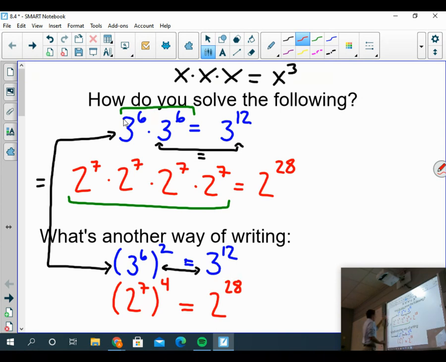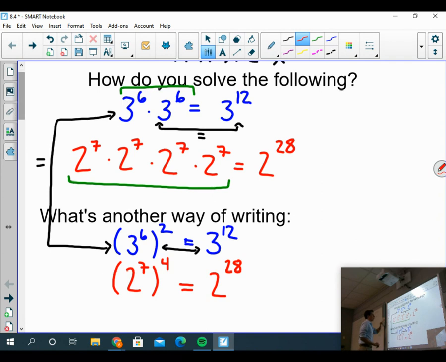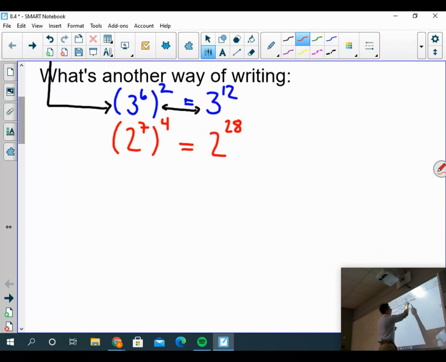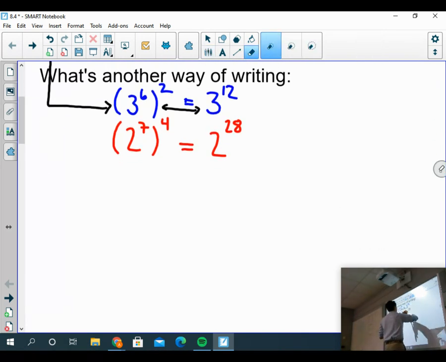Now, if we look closer here, again, we've just been following some logic based on our understanding of exponents in 8.3. If we just look at what we've observed here, we've drawn the conclusion that 3 to the 6th squared is 3 to the 12th, which we know to be true from our logic above. And 2 to the 7th to the 4th is 2 to the 28th, again from our logic above. What conclusion can we draw from looking at these?